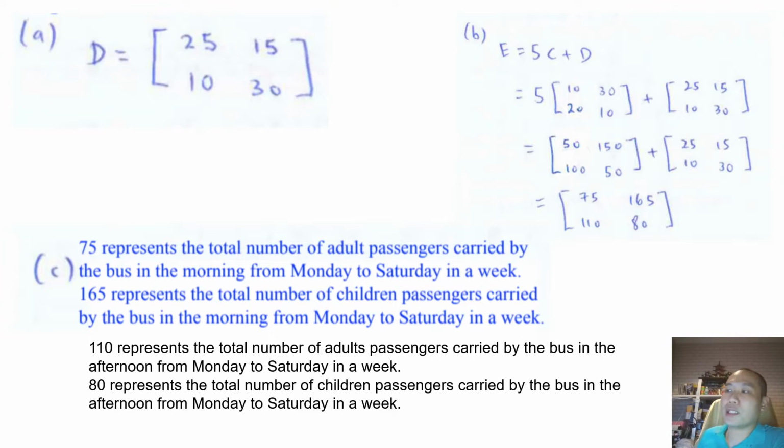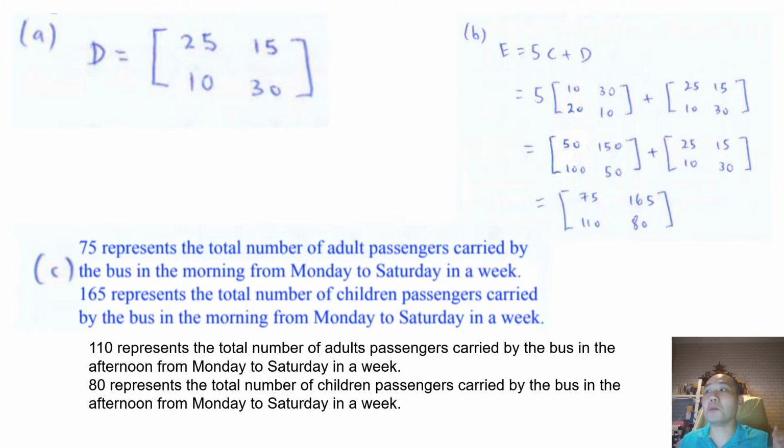And then they continue to say, right? On Saturday morning, it carries 25 adults and 15 children. On Saturday afternoon, it carries 10 adults and 30 children. So in part A, they want us to represent these numbers for Saturday in a matrix D. Okay, so we are going to match it up exactly the same as matrix C.